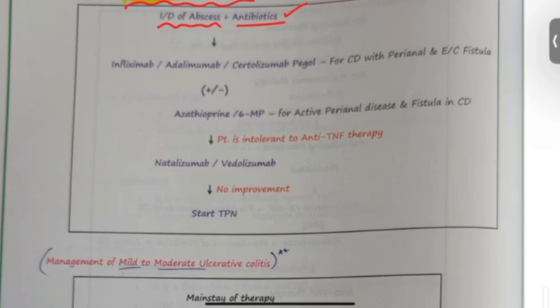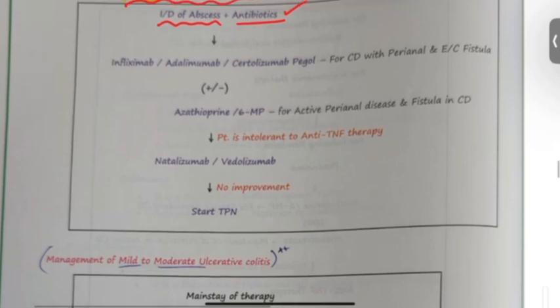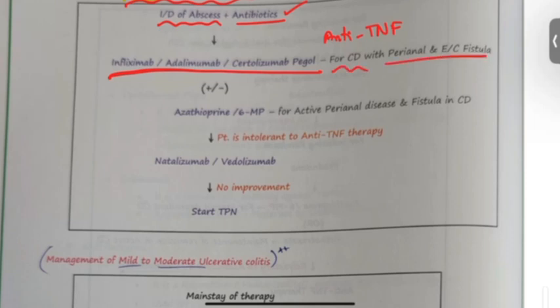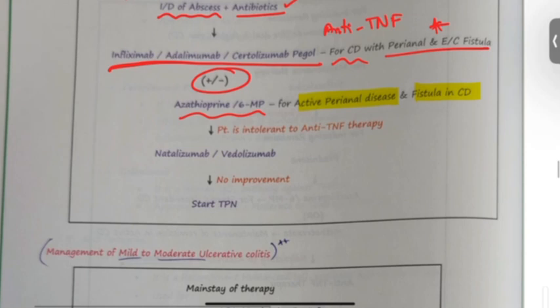Again, after this, if fistula formation is happening, it is almost considered severe. So we will go for anti-TNF, that is infliximab, adalimumab or certolizumab for Crohn's disease with perianal or enterocolic fistula. This plus or minus azathioprine can be used if there is active perianal disease with fistula in Crohn's disease. If the patient is intolerant to 6-mercaptopurine, then we will go for anti-integrins. If still after using anti-TNF and anti-integrins there is no improvement, then at last we will go for total parenteral nutrition.